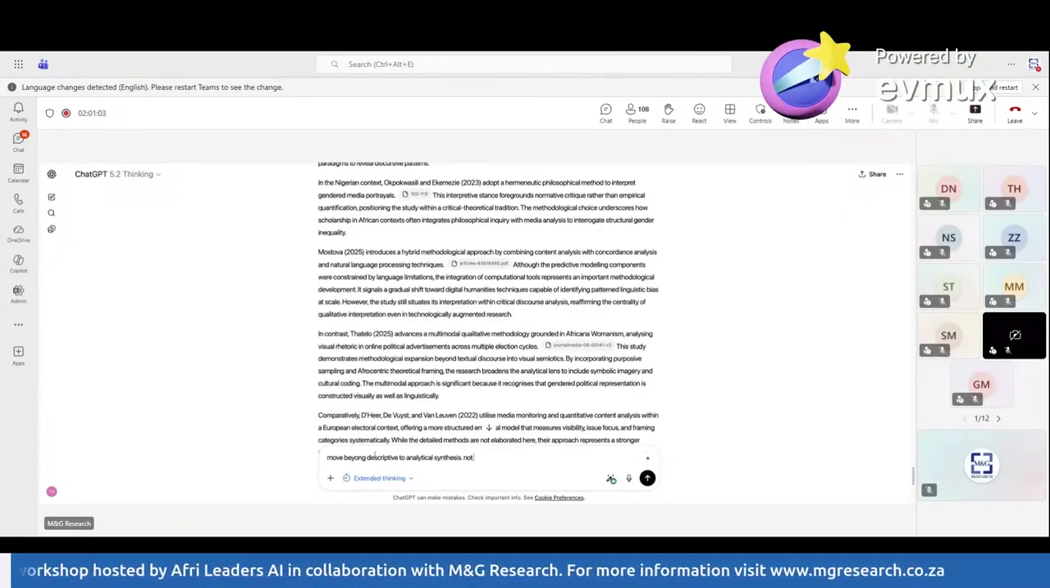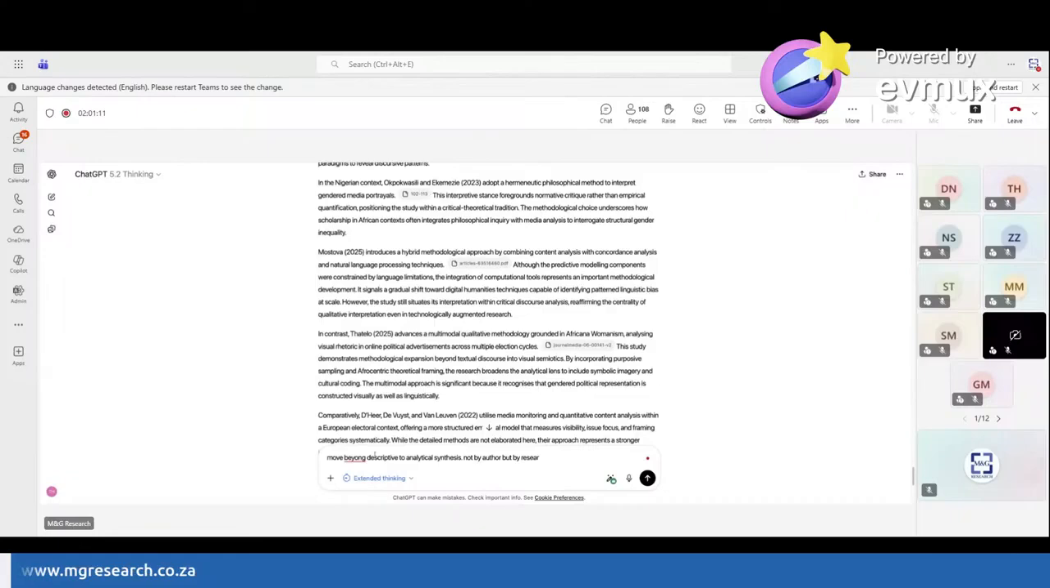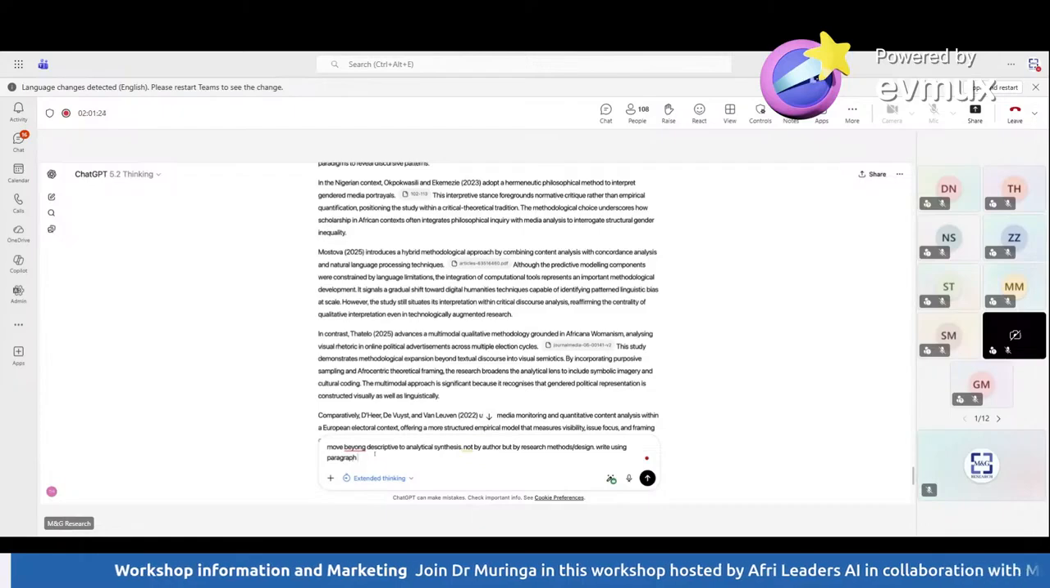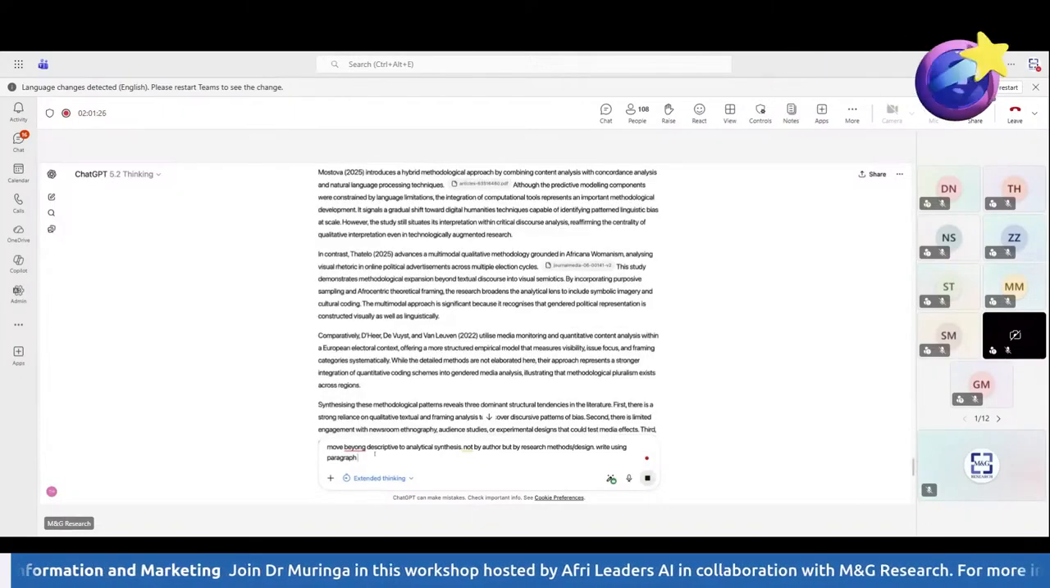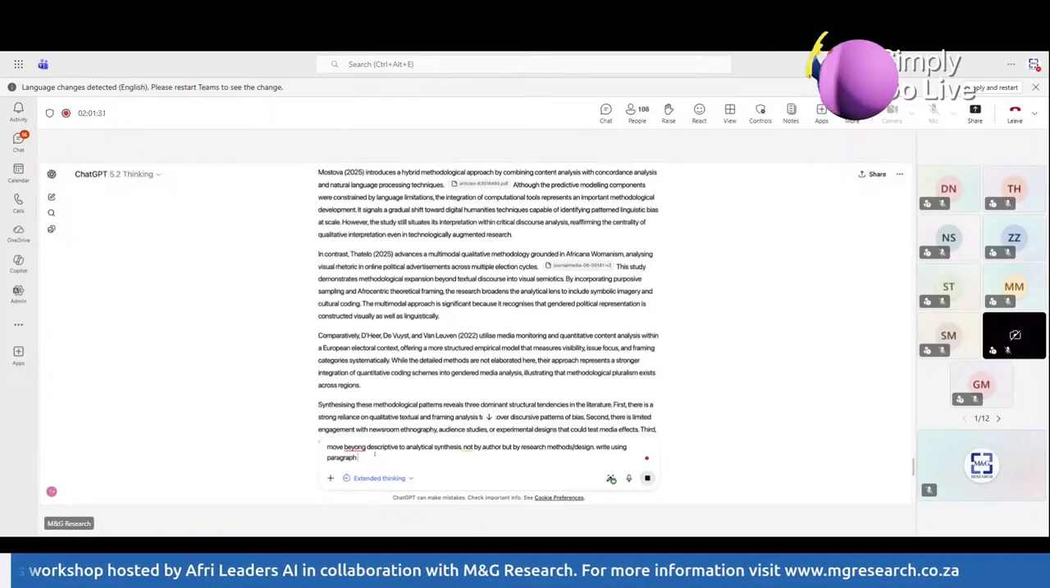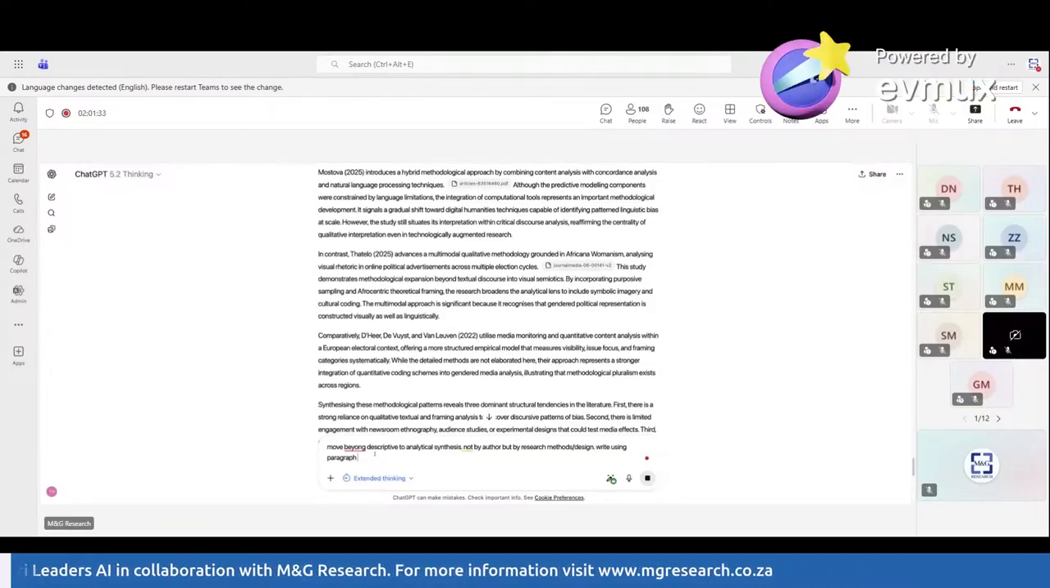Not by author, but by research methods or design, right? Using paragraph format. It's always important, right? So we had this one here that was more or less descriptive in as much as it gives us what is actually there.